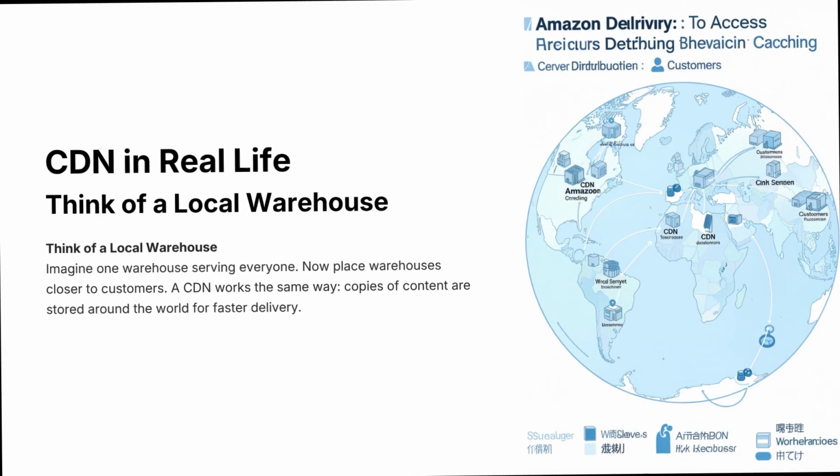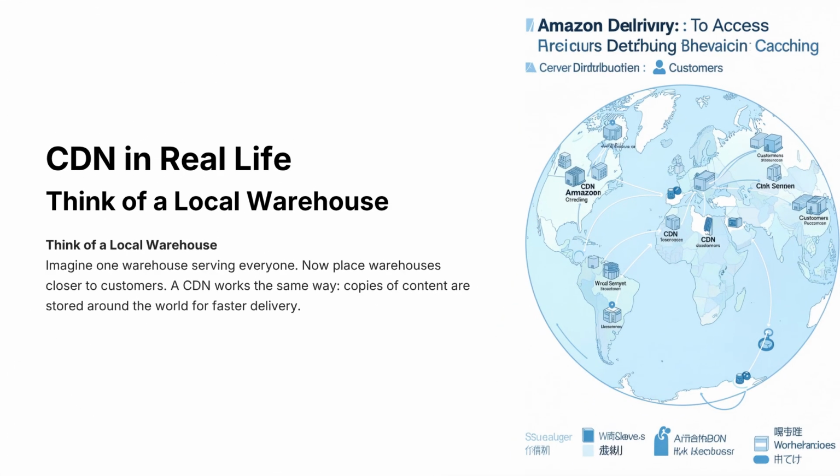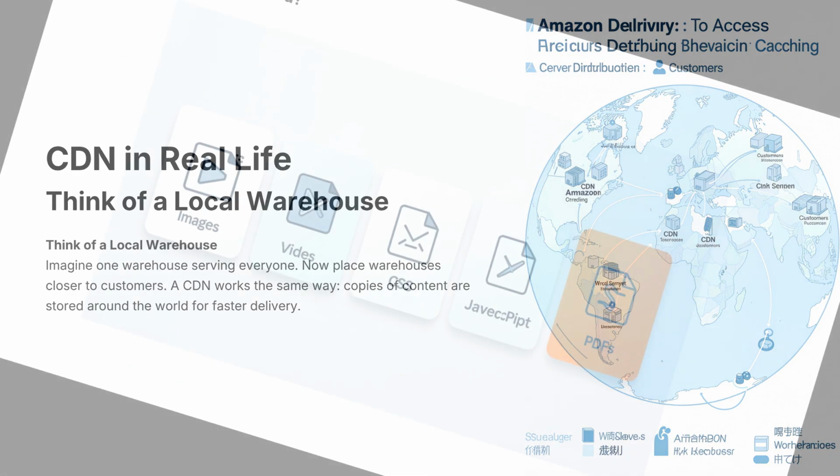Imagine Amazon has only one warehouse in the world. Every package would take days or weeks to arrive. Instead, Amazon places warehouses close to customers. A CDN works in a similar way. Rather than delivering content from one central server, copies of content are stored in locations around the world.